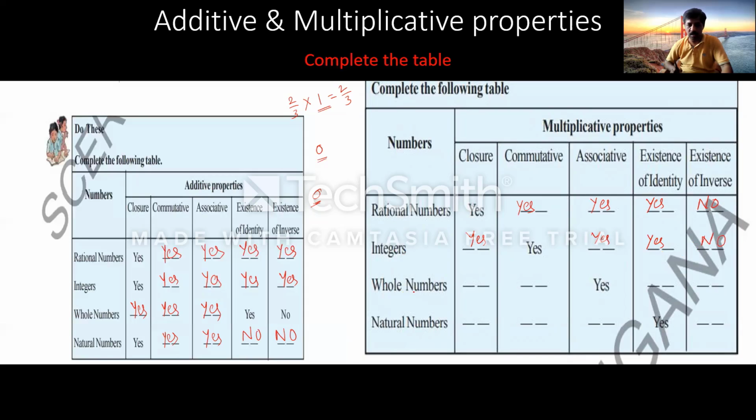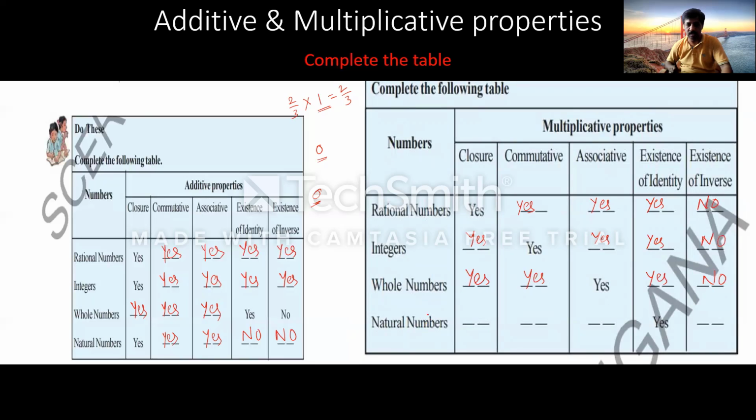Next, whole numbers. Are whole numbers closed? Yes. Any two whole numbers, if you multiply, you'll get a whole number only. Next, commutative. This is also yes. Associative also yes. Now, existence of identity. One is the multiplicative identity. Is one there in whole numbers? Yes. So you can write here yes. Next, existence of inverse is not there. So you can write no. Why? Because for 0, there is no multiplicative inverse.